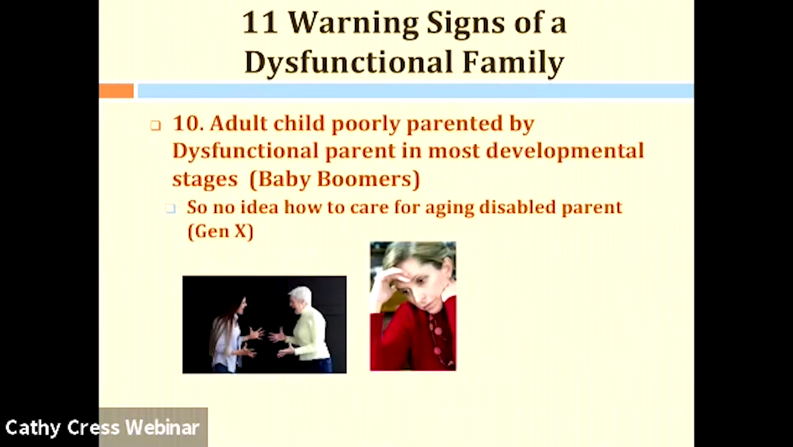The 10th sign is the adult child is poorly parented by the dysfunctional aging parent. And so they have no idea. What happens is they have no template for caring. So without a template for caring, they have no idea how to care for the parent. And this is really the rub. They do not know how to care if no one has actually shown them how to do it. And we'll move on to the next sign.